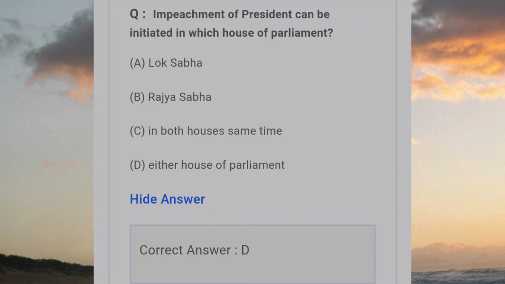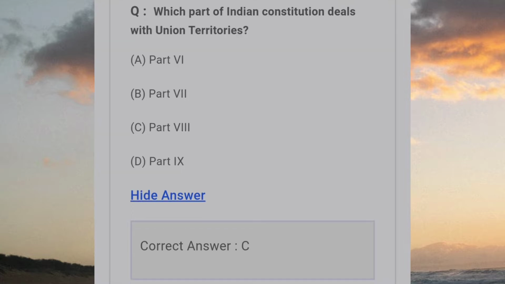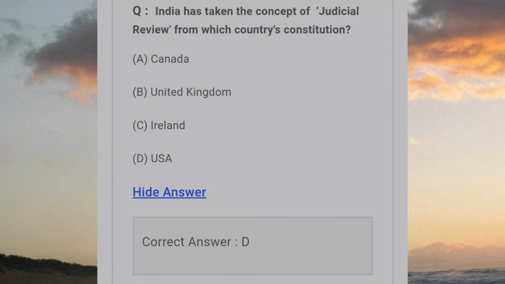Impeachment of President can be initiated in which House of Parliament? Answer D. Either House of Parliament. Which part of Indian Constitution deals with Union Territories? Answer C. Part 8. India has taken the concept of judicial review from which country's constitution? Answer D. USA.